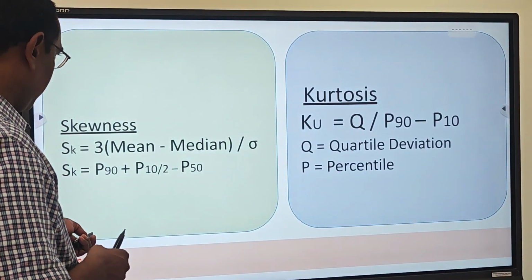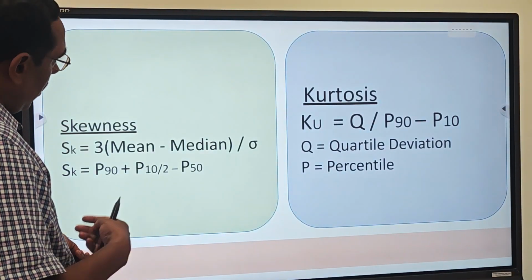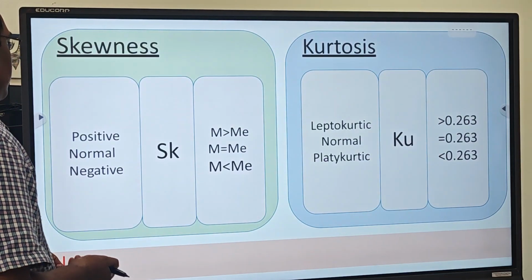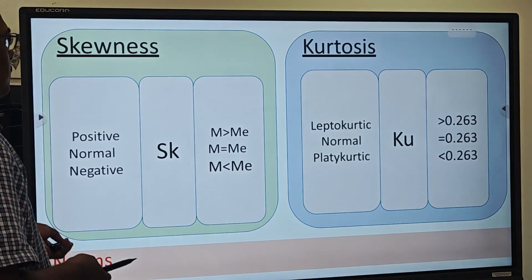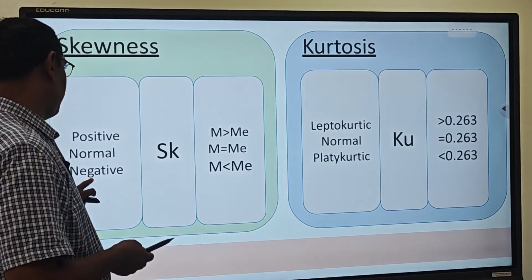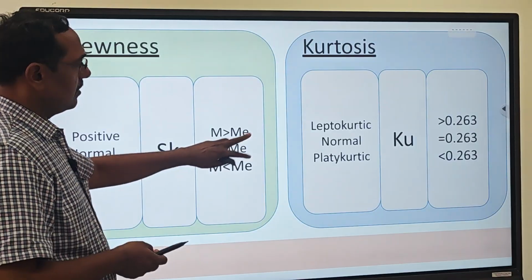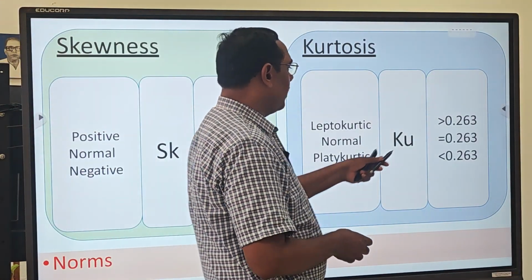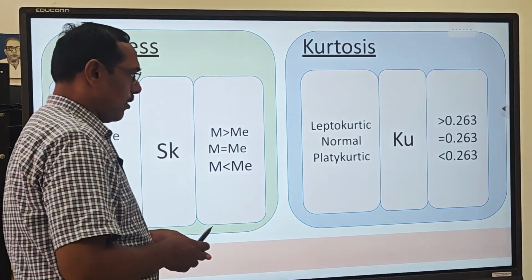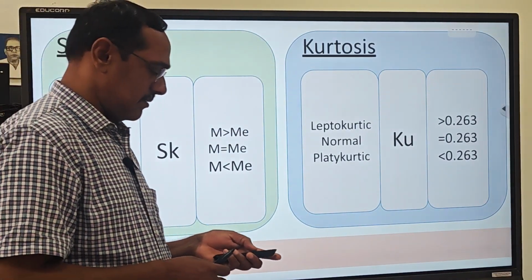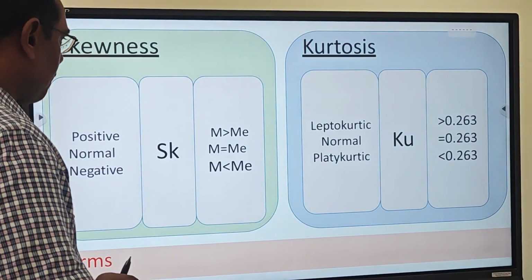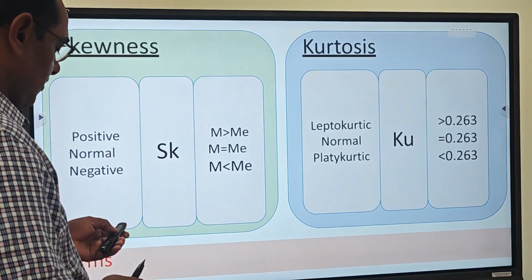This can be done manually, and also through statistical software. When the mean is more than the median, we have positive skew; less than the median, negative; equal, that is normal. These are the values. Greater than 0.263 it is leptokurtic, lesser than 0.263 platykurtic. These are the norms for skewness and kurtosis.